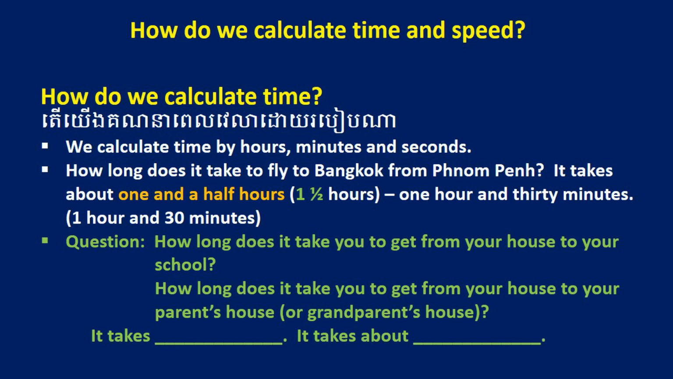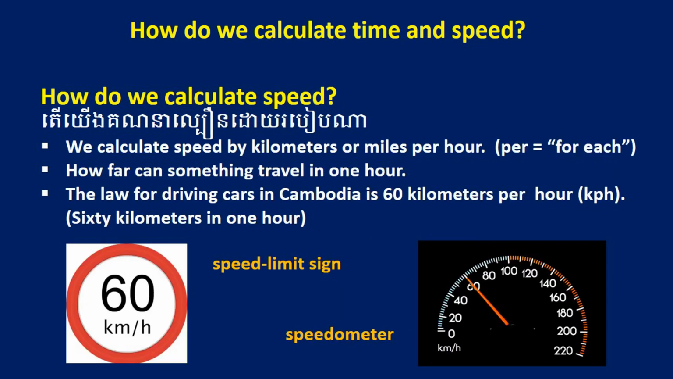Look at the next slide. How do we calculate time and speed? How do we calculate speed? We calculate speed by kilometers or miles per hour. Per means for each. So how many kilometers can we travel in 1 hour? How many kilometers can we travel in 1 hour? Or how many miles can we travel in 1 hour?